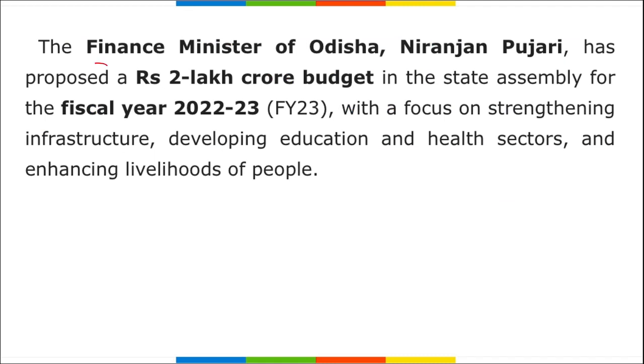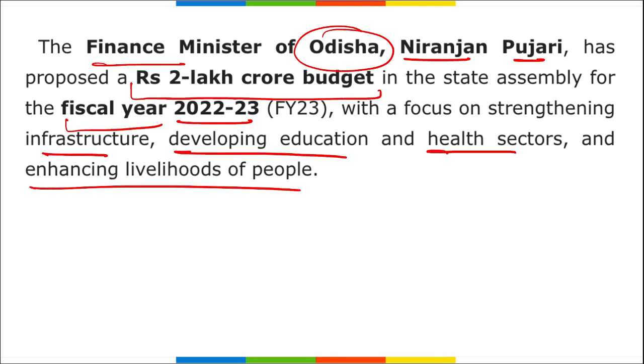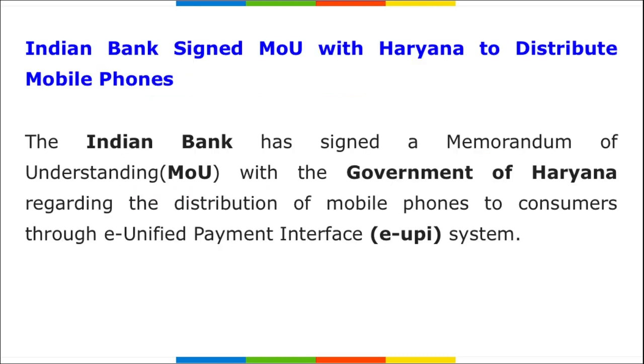Alright, so Finance Minister of Odisha Niranjan Pujari ji has proposed a 2 lakh crore rupees budget in the State Assembly for the fiscal year 22 to 23 with a focus of strengthening infrastructure, developing education and health sectors and enhancing the livelihoods of the people.